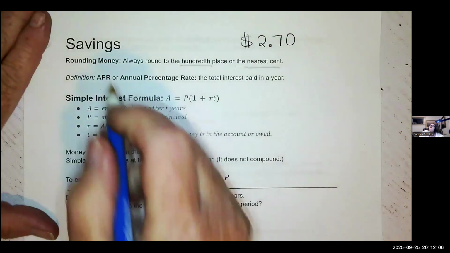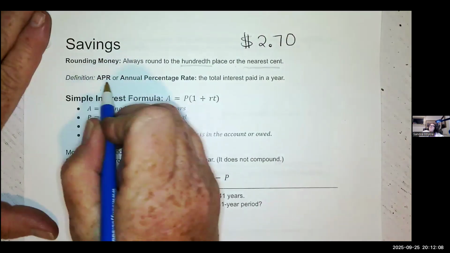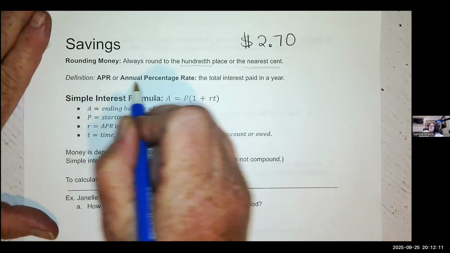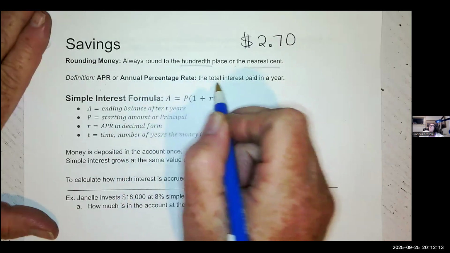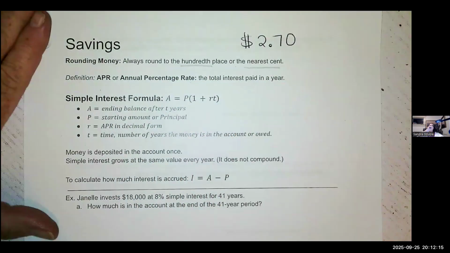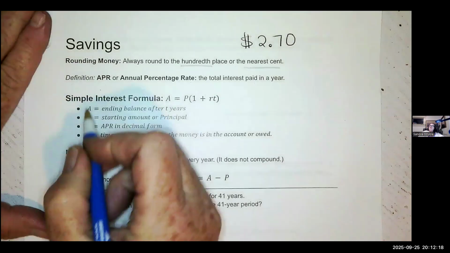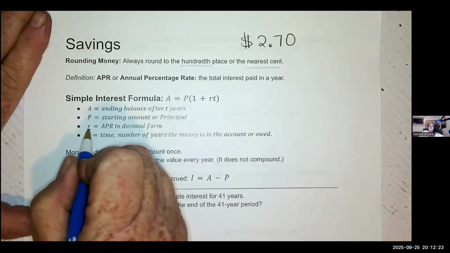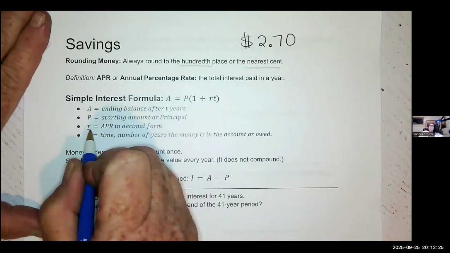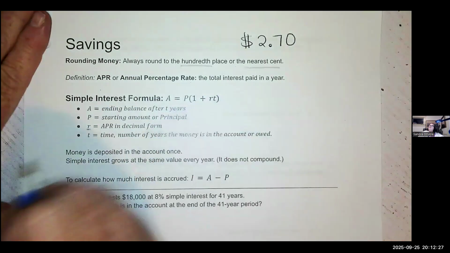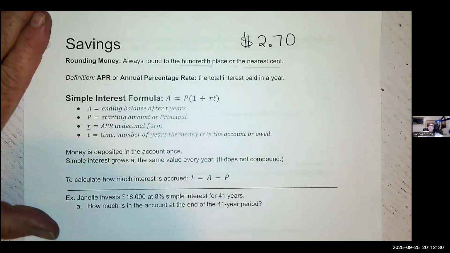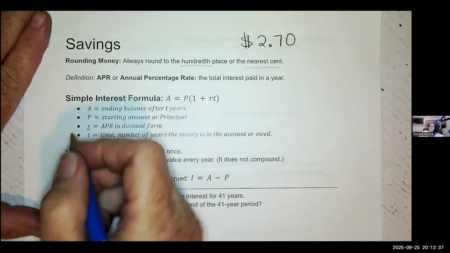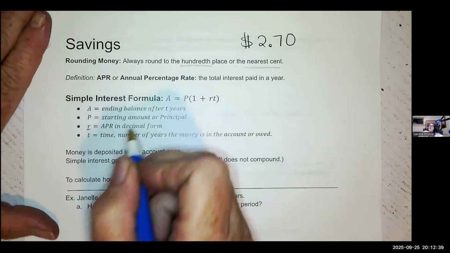Okay. So here's a definition of APR, which stands for annual percentage rate. It is the total interest paid in a year. The cool thing about this is we've already covered what R is. It is truly just our representation of R in decimal form. R is our percentage that we've already used in our exponential functions. So this is nothing new for you. It's still going to be the same. It's a percent. You're going to have to change it to a decimal.